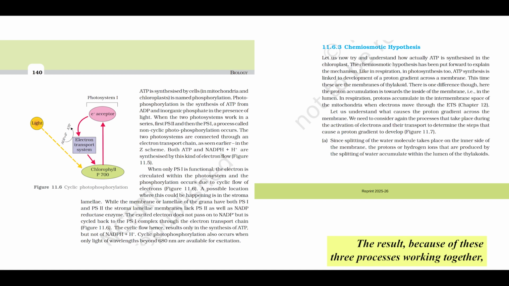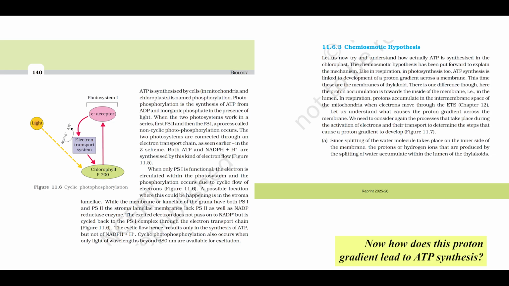The result, because of these three processes working together: protons released inside from water splitting, protons pumped inside during electron transport, and protons consumed outside during NADPH formation, there's a significant buildup of protons inside the lumen. This creates a steep proton gradient, also called proton motive force, across the thylakoid membrane. The lumen becomes acidic, low pH, and positively charged compared to the stroma. This gradient represents stored potential energy, like water behind a dam.